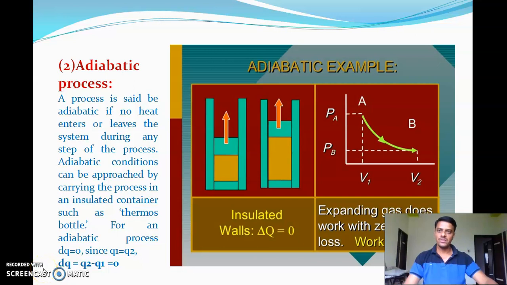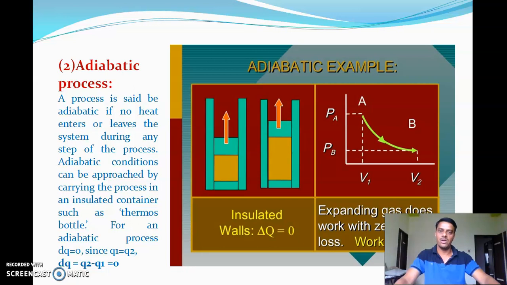Hello students, let's continue once again the last concept, that is we were discussing the thermodynamic process and its types. A process is an operation by which the system changes from one state to another state. The process is divided into 5 types.